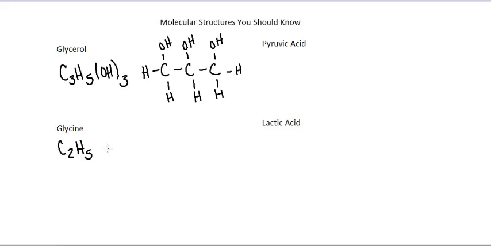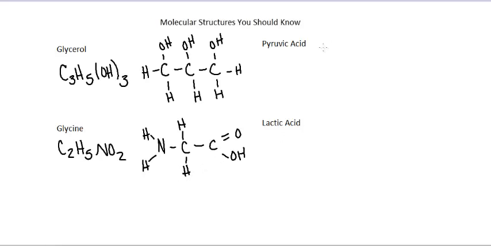Glycine is an interesting one. It is C2H5NO2. This one's formula is written oddly, so just bear with me. It has an amine group here on the end, your NH2, followed by some carbons, and then you have the acid, COOH, and then you have hydrogens that fill in the middle. Glycine is an amino acid, which makes up a protein.